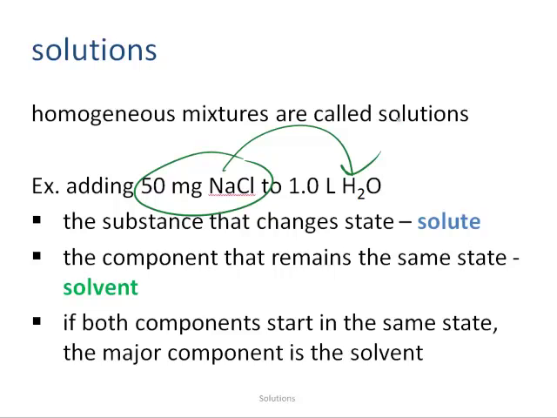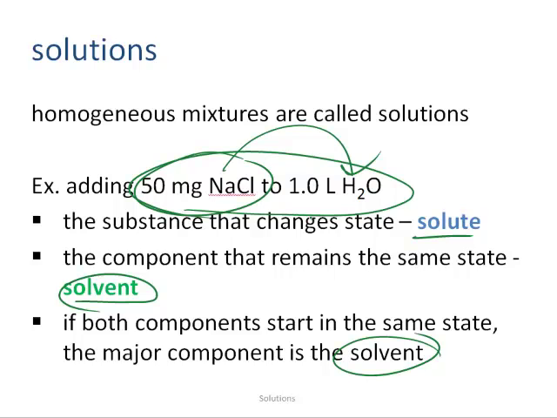Now, it turns out that to distinguish between the two components or multiple components of a mixture, we'll call the substance that changes state the solute, and the component that remains the same state the solvent. Okay, and also if both components start in the same state, or they stay in the same state, we'll always refer to the major component as the solvent. The major component is the solvent, and whatever you dissolve into the solvent would be the solute. So there's much more water in this solution, so water is the solvent, sodium chloride is the solute.